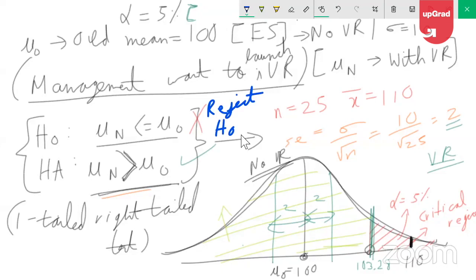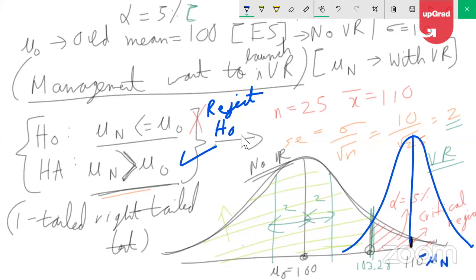Because I rejected the null, it's a complement, so I accept the alternate and say there is a significant change. So mu n is significantly greater than mu naught. In English, it means that if you launch the device, we are reasonably confident that the new mean engagement score will be significantly higher compared to the old mean engagement score, which means the new distribution will be significantly far away from the old distribution. This is the new mean, centered around mu n.